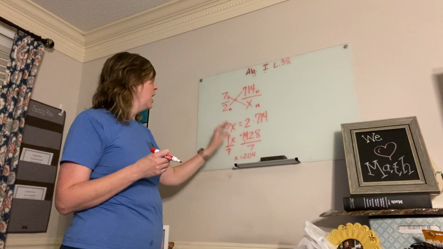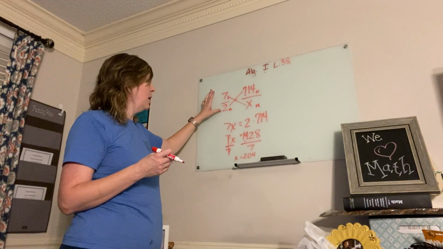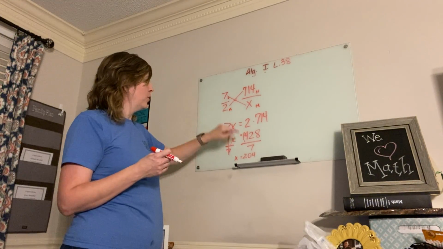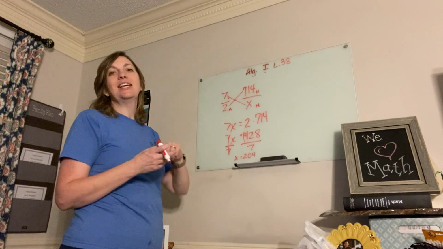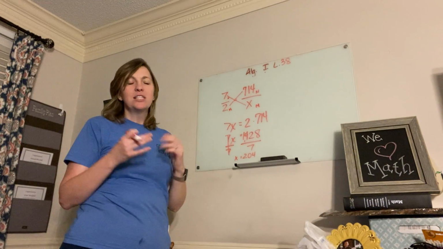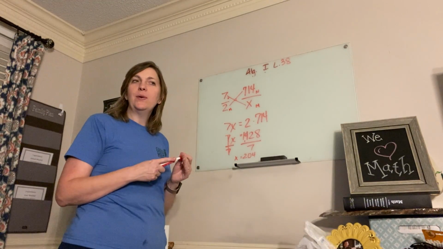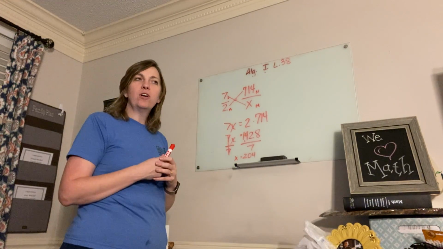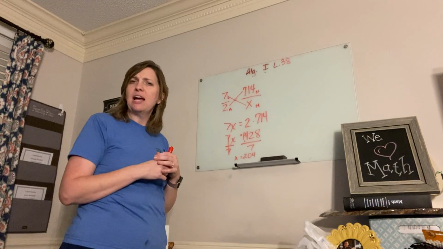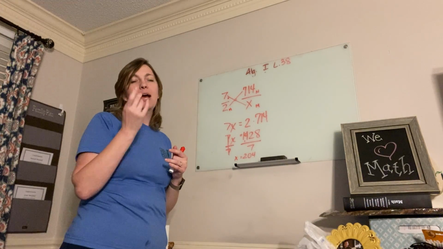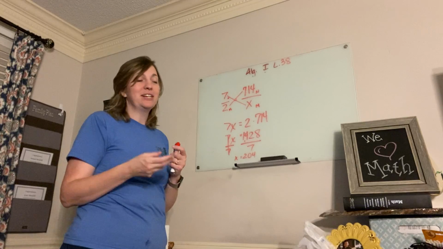In fact, 7 is more than double of 2. It's more than triple. So more than triple of this is 714. So our answer is reasonable. And that's one thing to always do. When you solve for a problem, always ask yourself, is that reasonable? Because a lot of times that will help you catch careless errors.